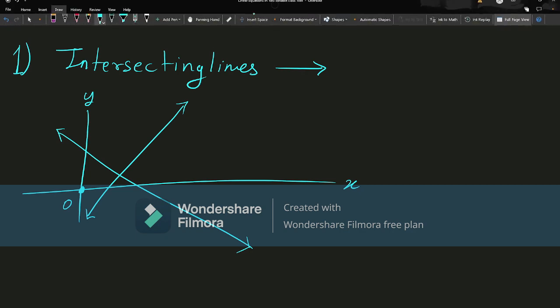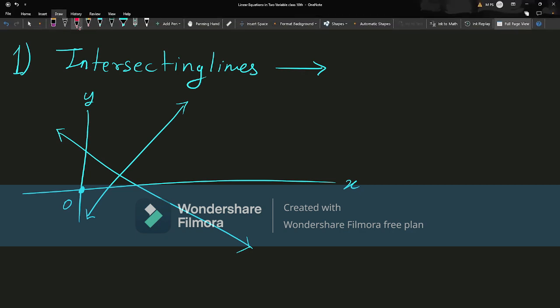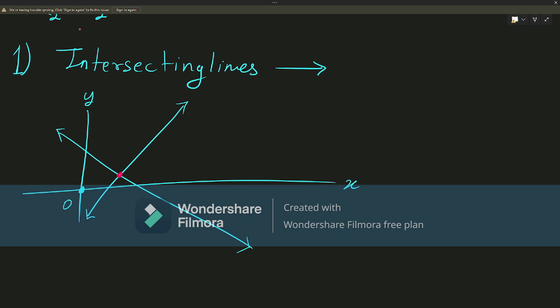Now, this point where these two lines intersect, not the x and y axes, but the lines which you get by solving the equations, where they intersect, it will have only one solution. One unique solution, okay, one unique solution only. There won't be two, there won't be three, only one, and it will be unique.